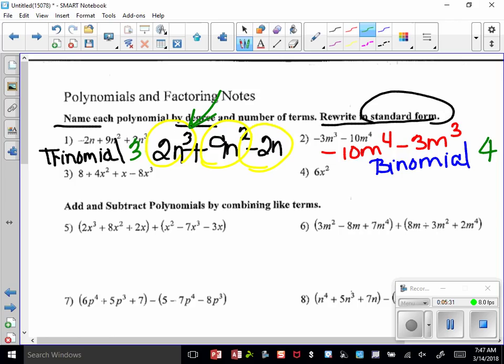Okay. Number 3, same thing, put it in standard form. So I'm going to start. Now notice there's a minus 8x to the third. So that's going to be negative 8x to the third plus 4x squared plus x plus 8. Constants will always be last because the degree of the constant is 0 because it doesn't have a variable. Okay, this one has 4 terms, so we're going to call it a polynomial.